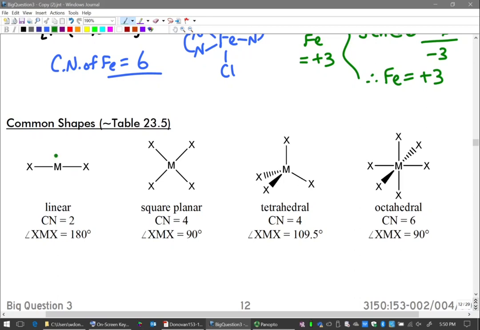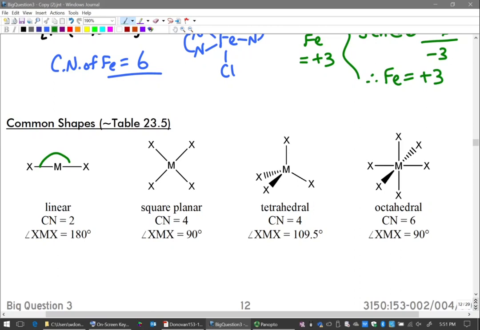2 bonds, 180 degrees from each other. These are familiar geometries, things like linear and tetrahedral, right? We remember those from chapter 10. However, the shapes are not the same. I should say the shapes are not what they are for the same reason as they were in chapter 10.